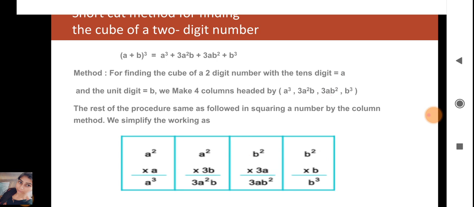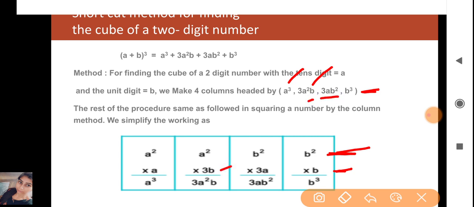Just observe one thing: in the first line we are writing all the square terms, and whatever is left we write on the second line. Like, a cube can be written as a square and a, and 3a square b can be written as a square separately and 3b in the next line. In the same way, b square can be written here and 3a here. B cube can be written as b square and b. I'm separating the square terms on the first line, and the second line has the other term that is left. Let us understand with the help of one example.